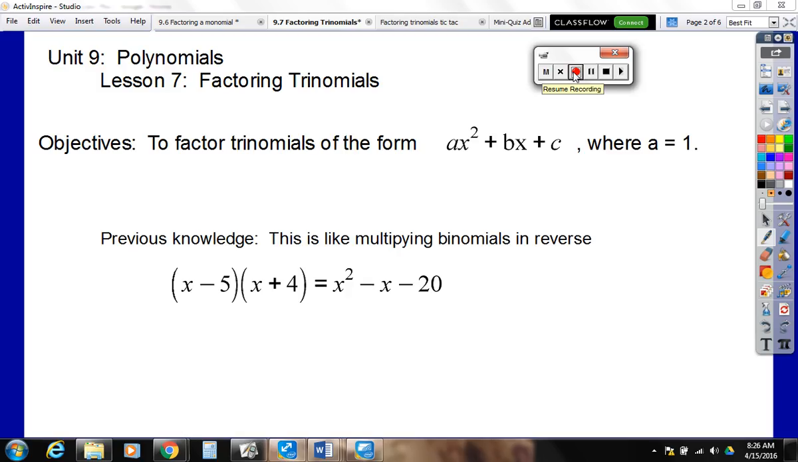Today we're going to be learning about factoring trinomials. So yesterday we factored a monomial out of a polynomial. We took out a factor, we wrote down what was left. Now we're going to be factoring trinomials of this form.